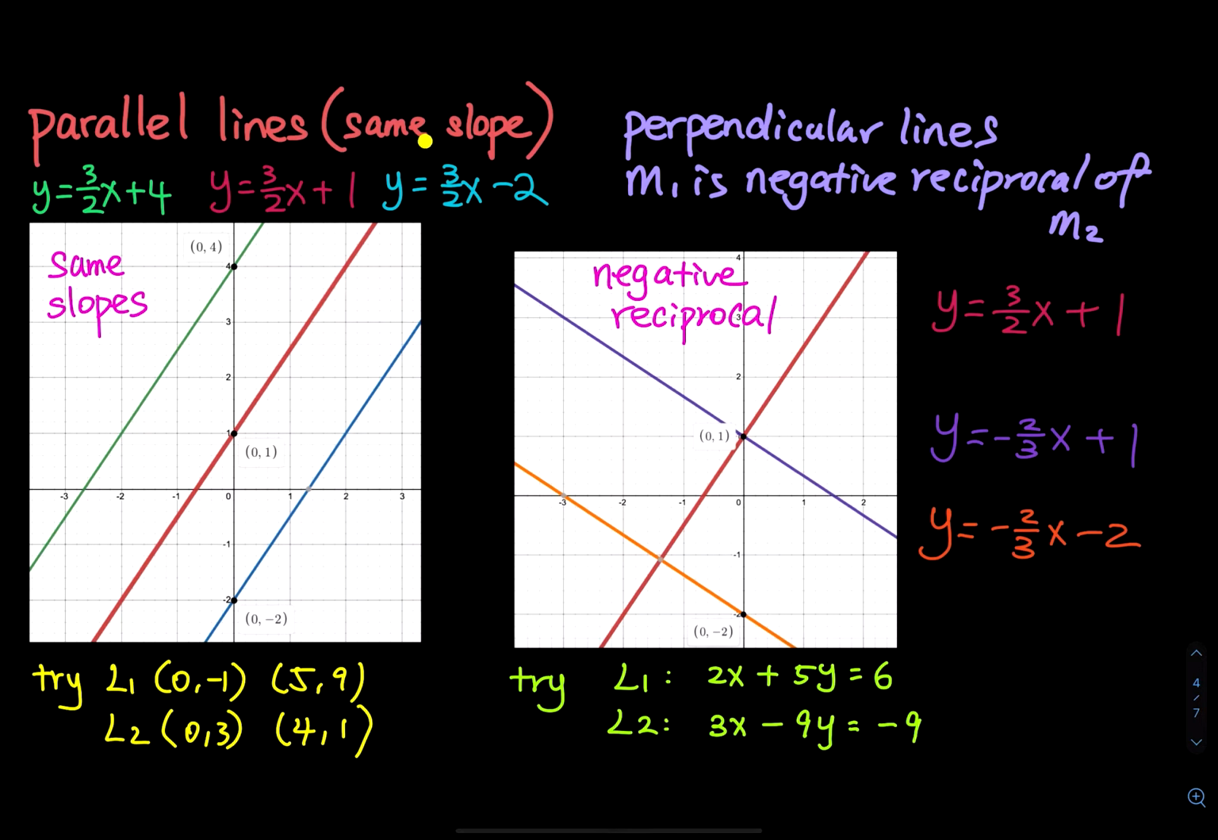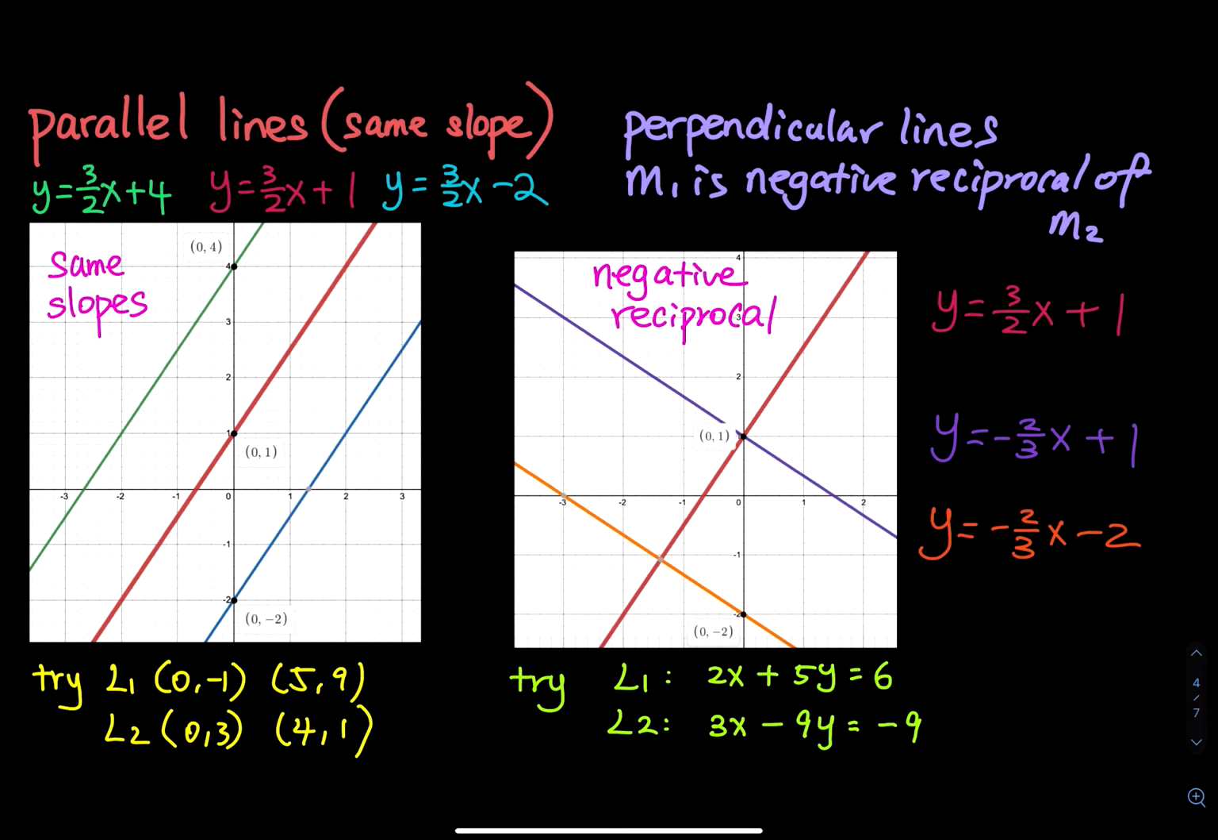The only difference is they have different y-intercepts. Of course, they cannot have the same y-intercept. If they are all 3 over 2x plus 4, then you will just see one line, one line on top of another line. So I have to use a different y-intercept in order to display three lines on the same graph.